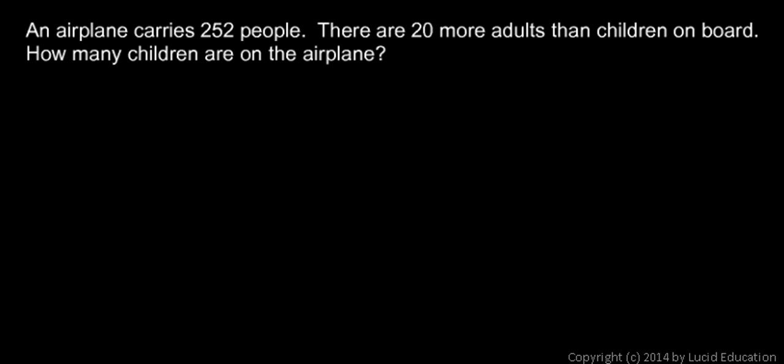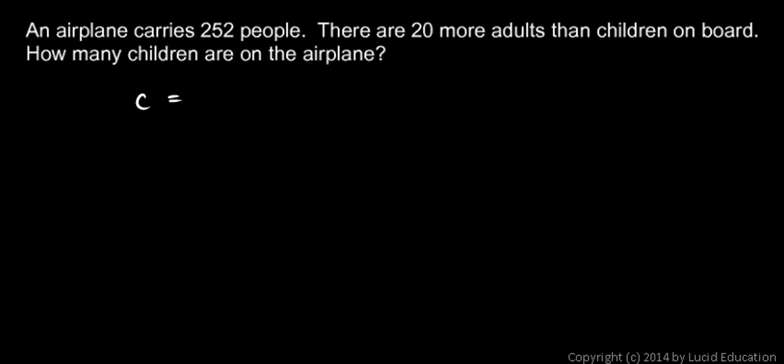In this example, we're told that an airplane carries 252 people. Now that's an important fact, but just keep that in mind for now. An airplane carries 252 people. There are 20 more adults than children on board. Okay, let's take that idea. There are 20 more adults than children.